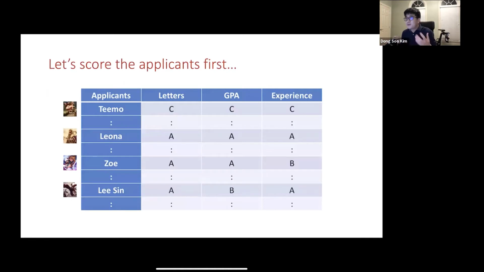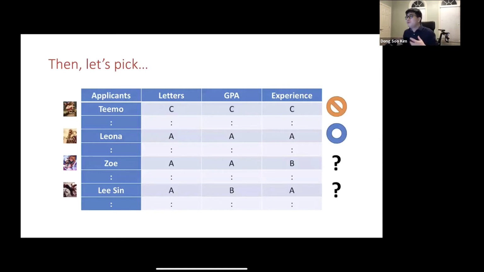So, you first evaluated the applicant's document. For example, there is an applicant, Mr. Timo, and his letters are useless. His undergraduate GPA is poor, and he doesn't have any related work experience. Whereas there is another applicant, Ms. Leona, and her letters came from reliable people. Her GPA is wonderful, and she has lots of internship experience related to the job.